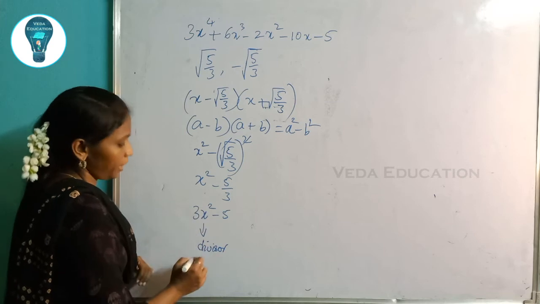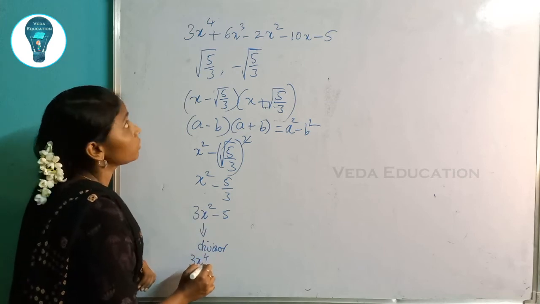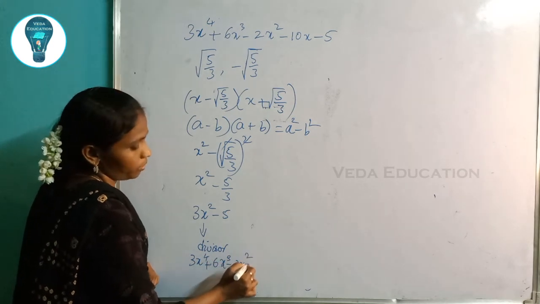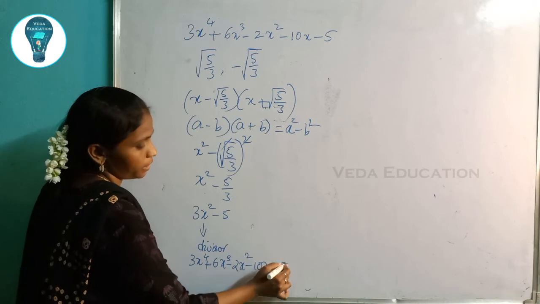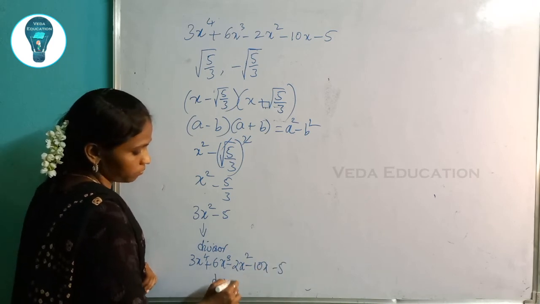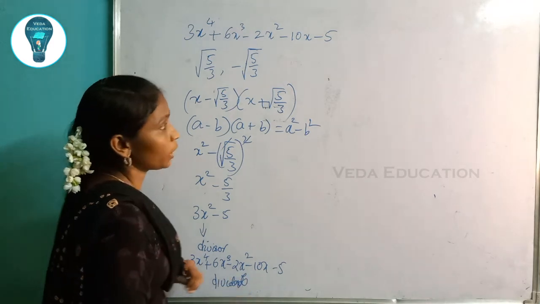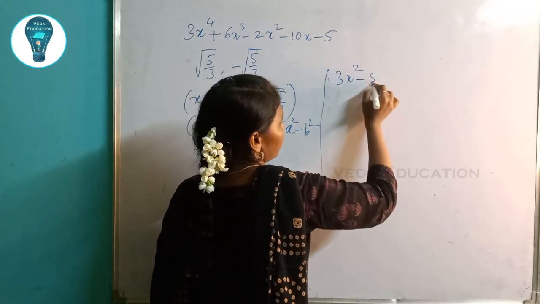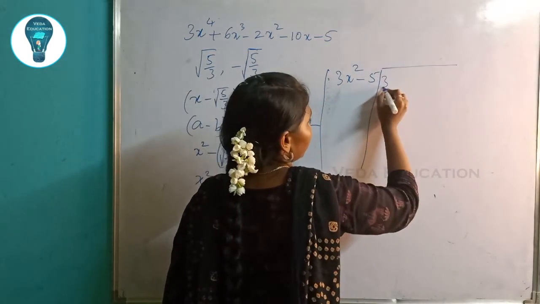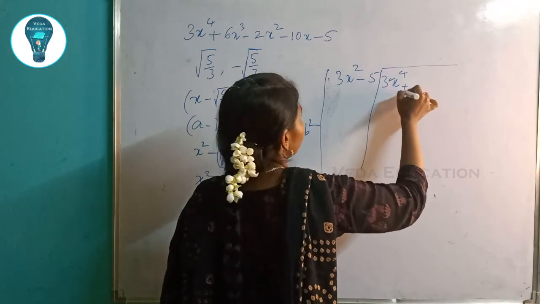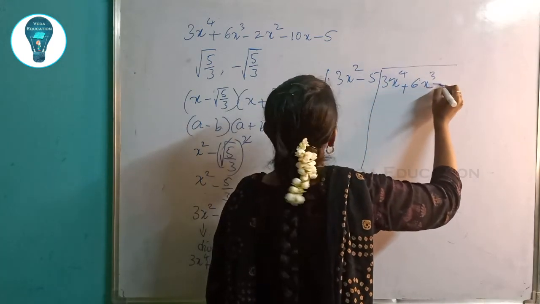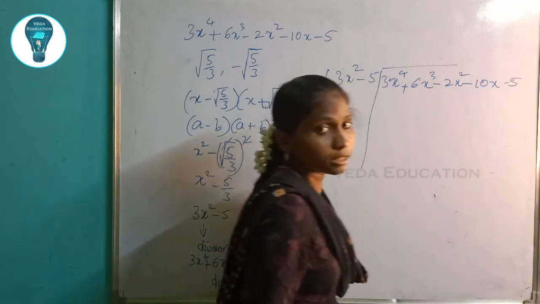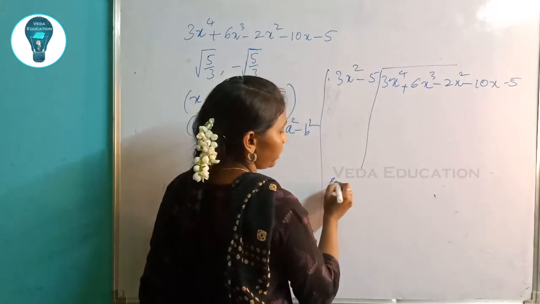And the dividend is 3x to the power of 4 plus 6x cube minus 2x square minus 10x minus 5. This is the dividend. Okay, now divide it: 3x square minus 5 into 3x to the power of 4 plus 6x cube minus 2x square minus 10x minus 5. Got it? Now same process, first term divide with the divisor.